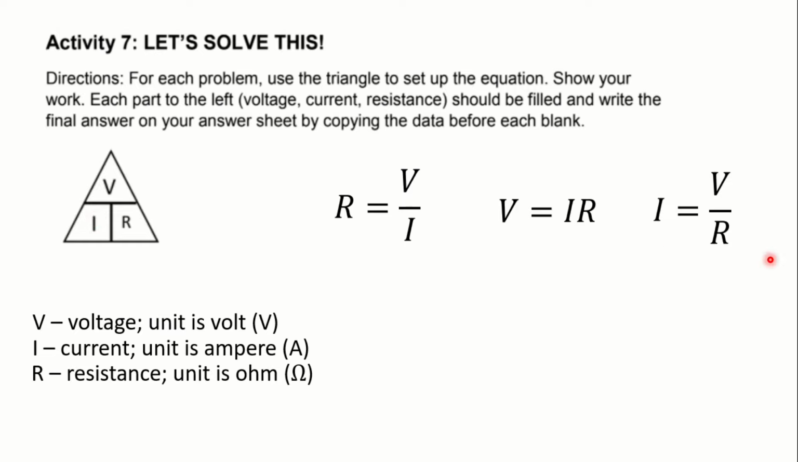Now, let's inspect the units using this equation. R is equal to V divided by I. The unit for resistance is ohm, so voltage is volts, for current is ampere. So this tells us that an ohm is equal to 1 volt per ampere. Okay, so let's try it.